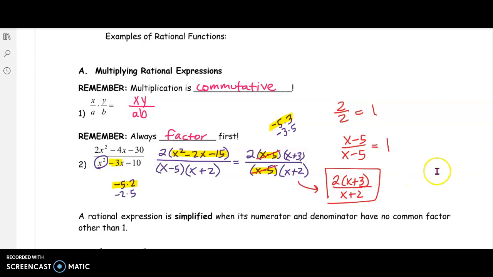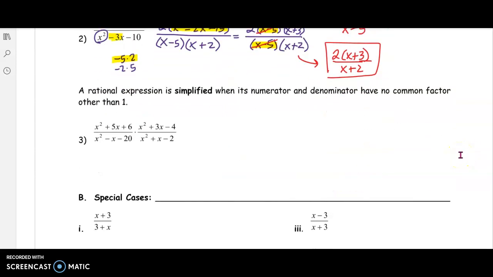That is the most simplified form of this particular expression. So let's go ahead and look at another example. We're multiplying the tops and bottoms, but as we said, simplify or factor first. Factoring first is the most important thing. So let's go ahead and factor this. Take a moment to factor, pause the screen, factor them, and then check your answers.